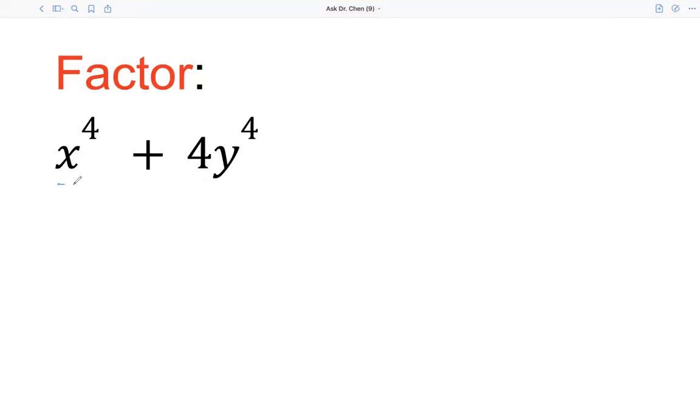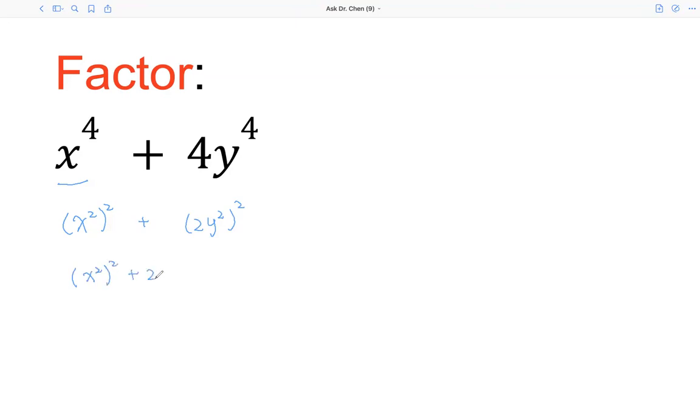So the first term is x raised to the 4th power. We can think of that as x squared, right? The second term is 4y to the fourth power. We can think of it as 2y squared. So it's a sum of two squares, and that gives us a hint. Maybe we can make this a perfect square by adding the middle term.